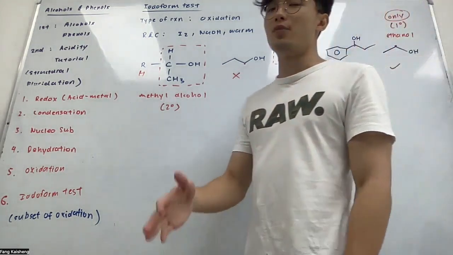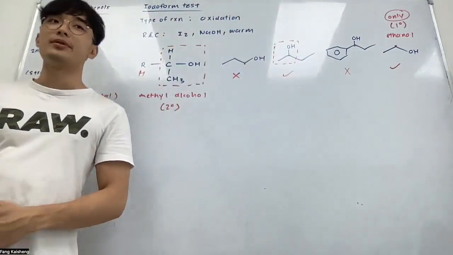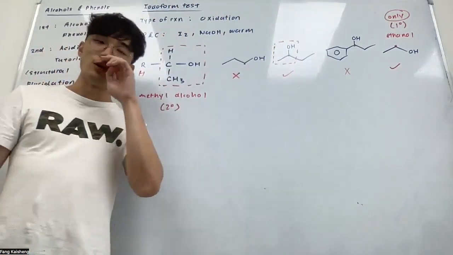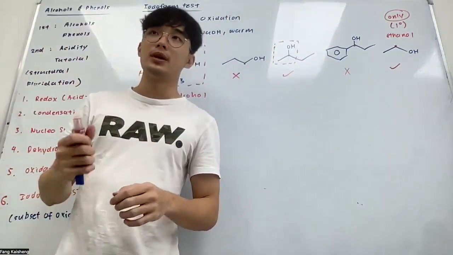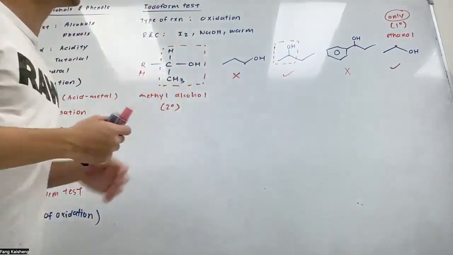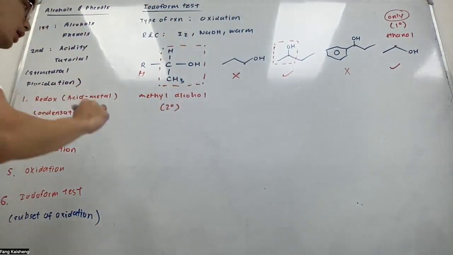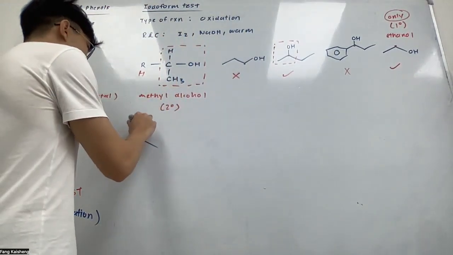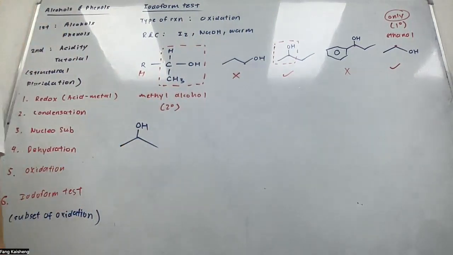Now, unfortunately, we need to balance this equation. If I tell you don't need to balance, means don't need. But it has come out a few times. So unfortunately, we need to know how to balance this. So let me show you. I'm just going to draw this guy. This guy can obviously undergo iodoform test.